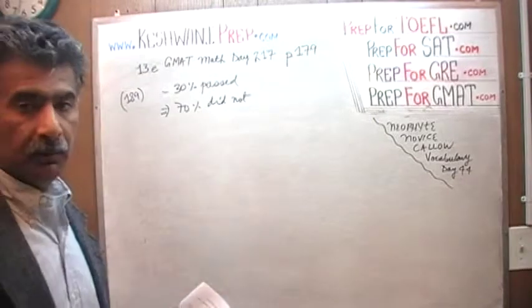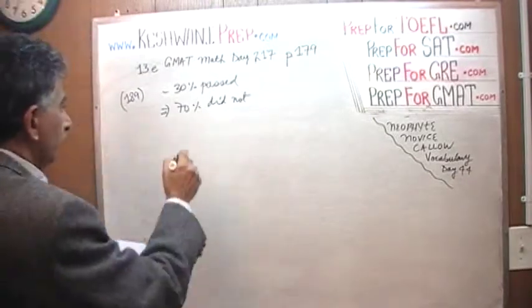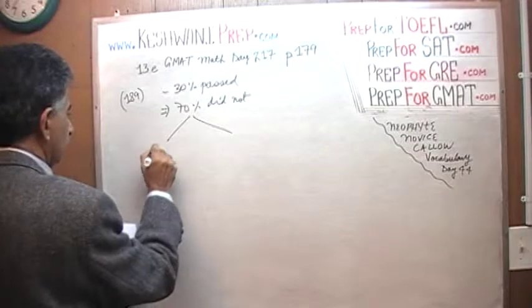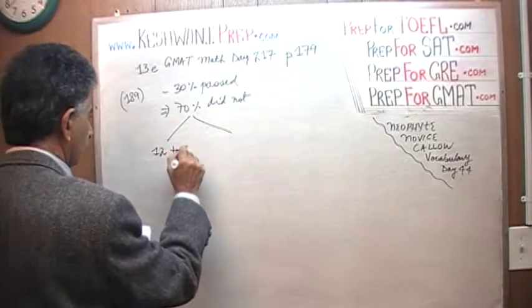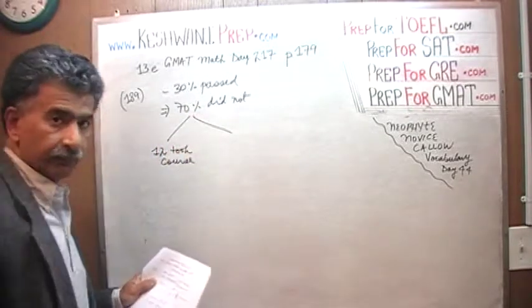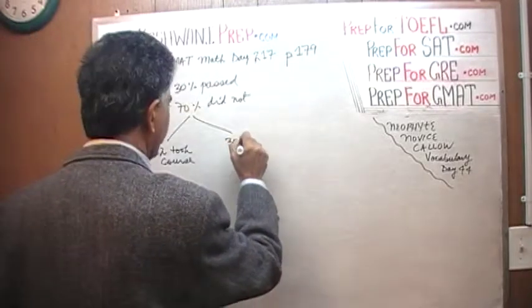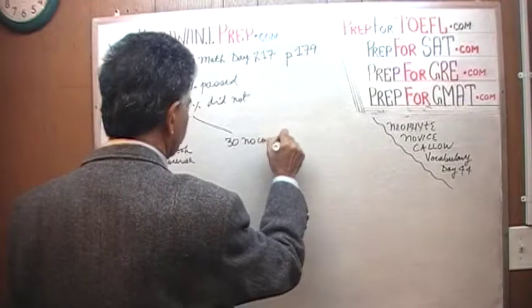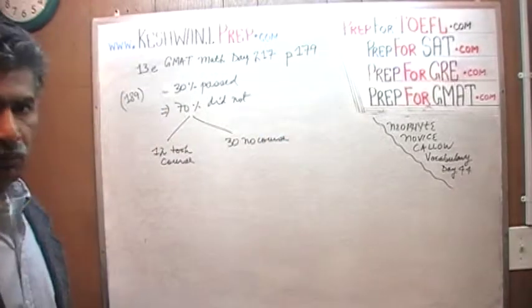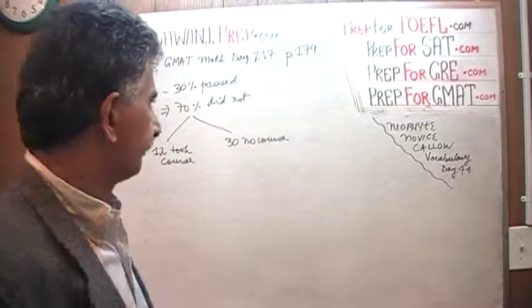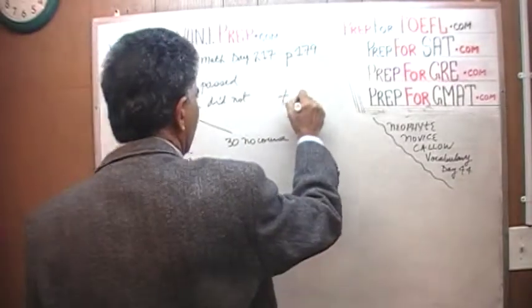Of the 70% who did not pass the exam, we are told that 12 people took some kind of a course to prepare for the exam. And we are told 30 people had no course. So far so good. The question simply is, how many total people are there?